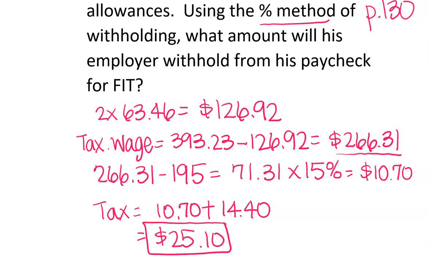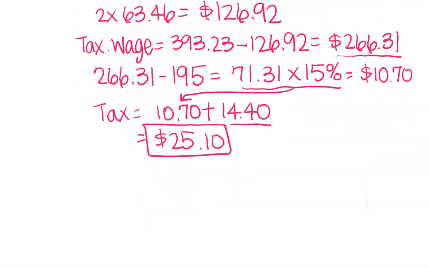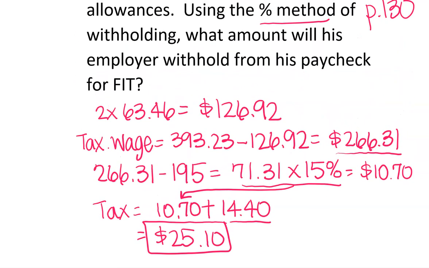So remember that you pick the row that you're on and you have to follow the directions. It says it was $14.40, which I have, plus 15% of the excess over $195. So how much over $195 is it? Find 15% of that, and then add the two together. So anytime you're using the percentage method, use page 130. Anytime they want you to use the tables in the back, you'll go either A2, A3, or A4, A5.